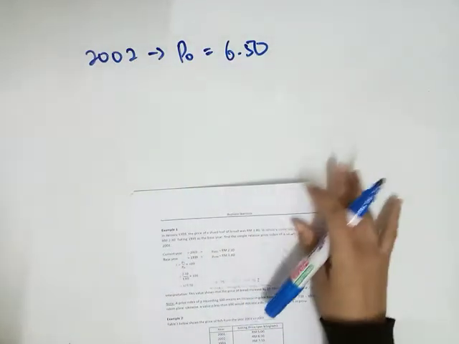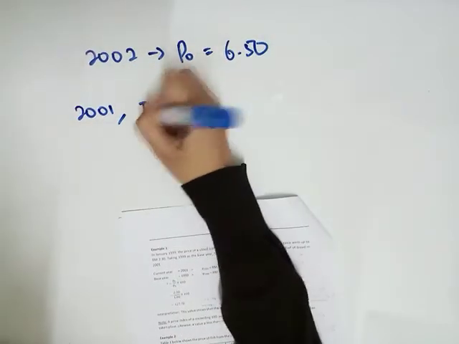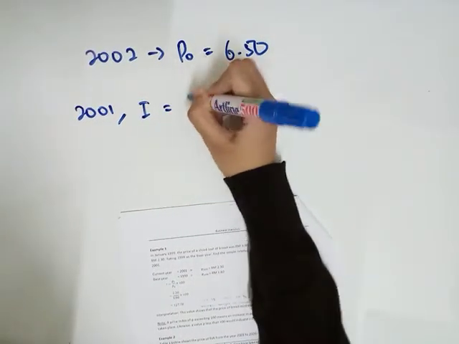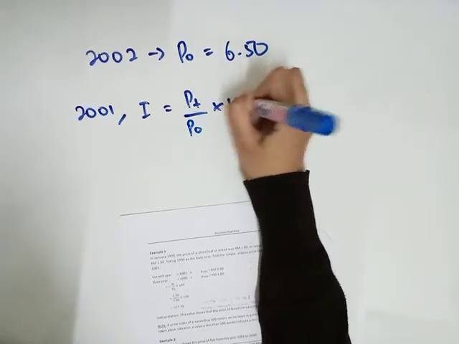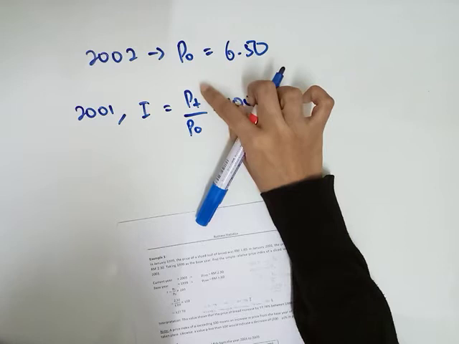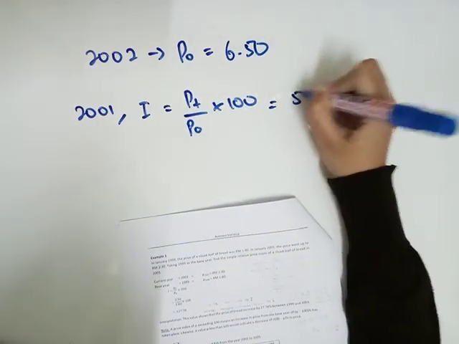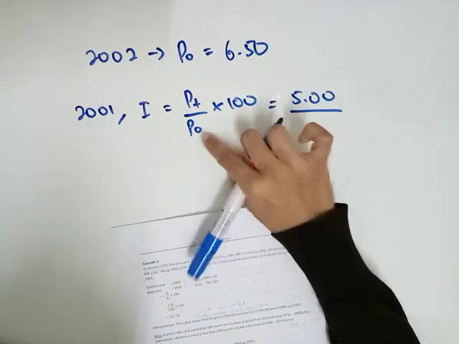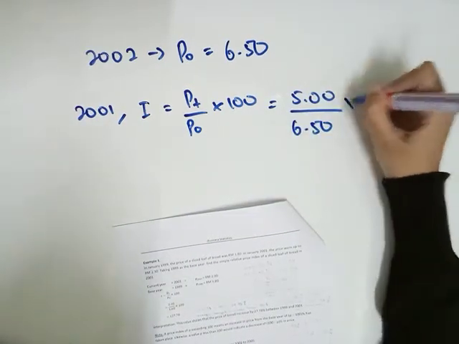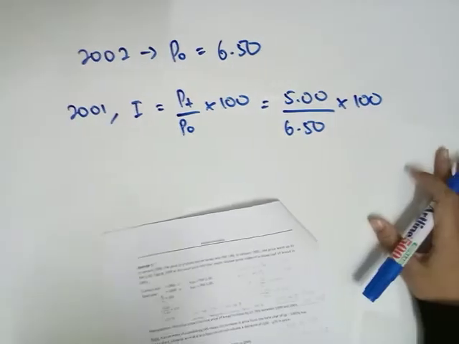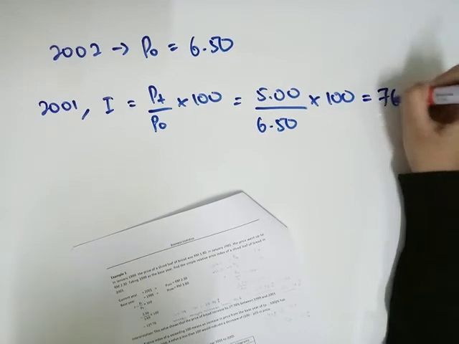So you need to calculate one by one. For 2001, okay, the price index is PT divide P naught multiply 100. So for price of the current year 2001, which is 5, divided by P naught, this one, 6.5, multiply with 100, then you will get the answer is 76.92.